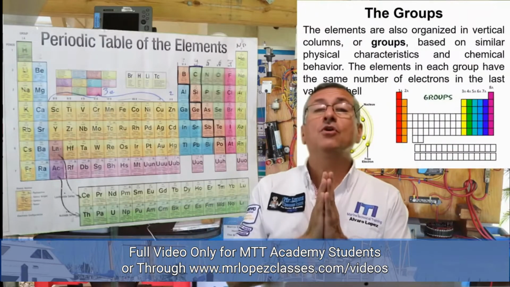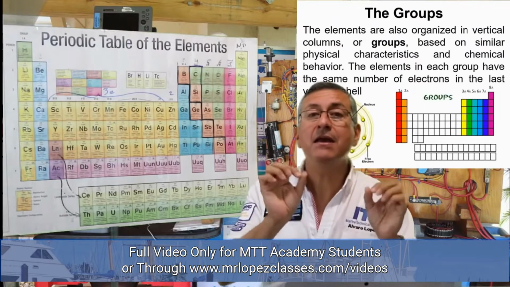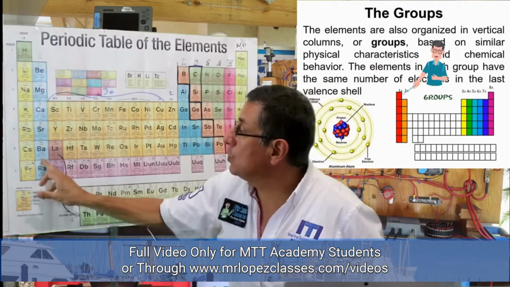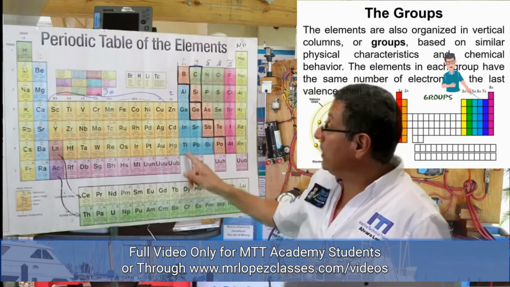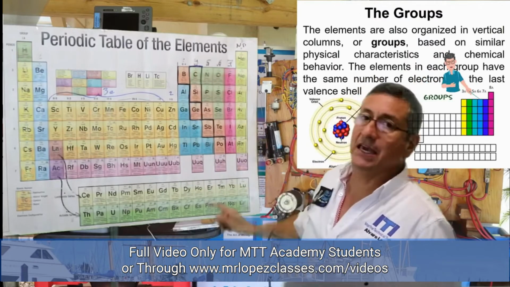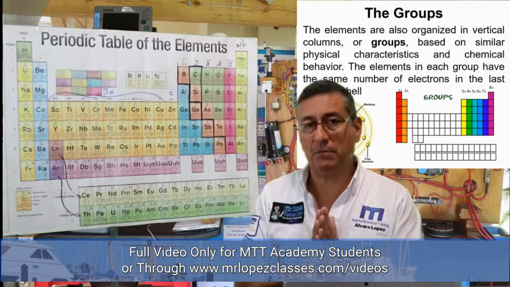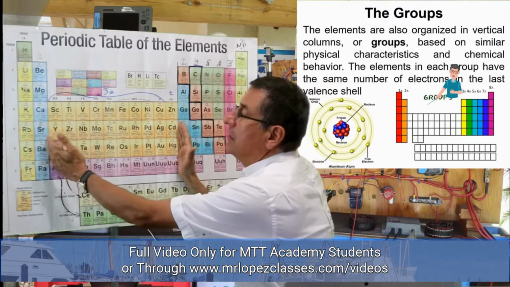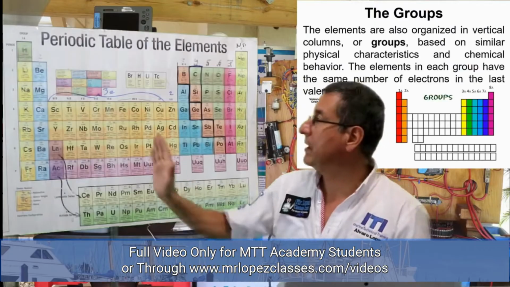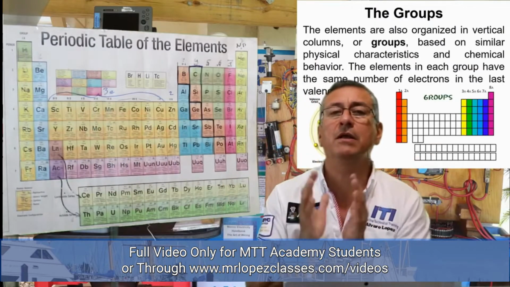The periodic table is organized in groups. There are the A principal groups: group number 1, group number 2, group number 3, 4, 5, 6, 7, and 8. Those are the A principal groups in the periodic table. And the group in the middle is called the transition metals, and we are going to talk later about that specific group located in the center.